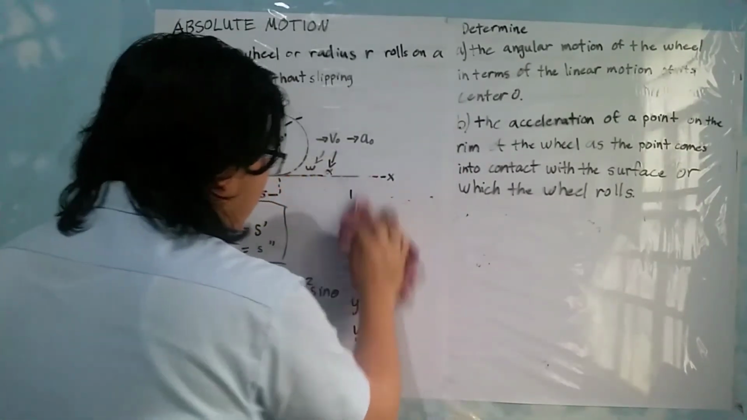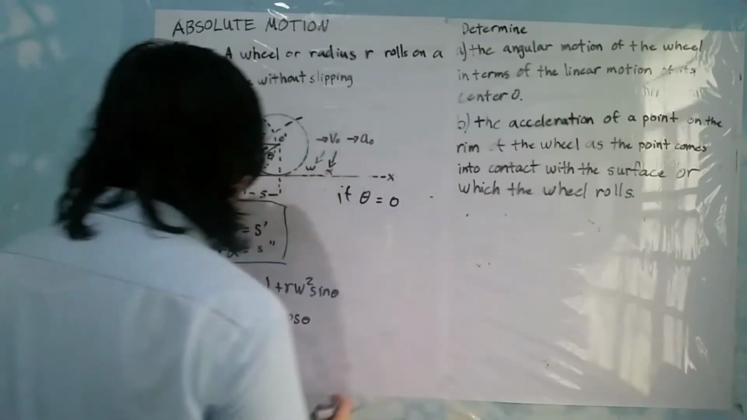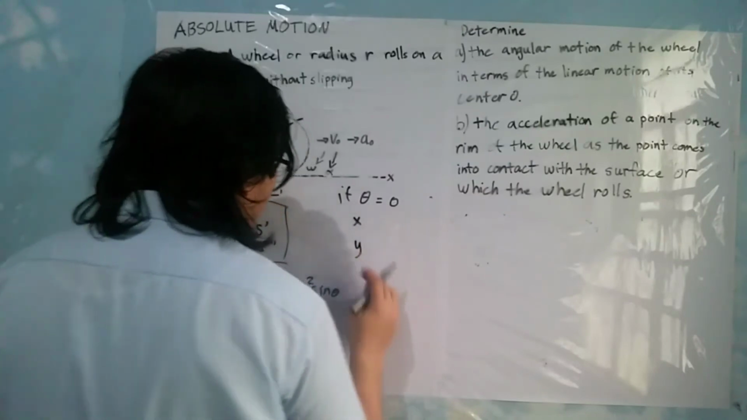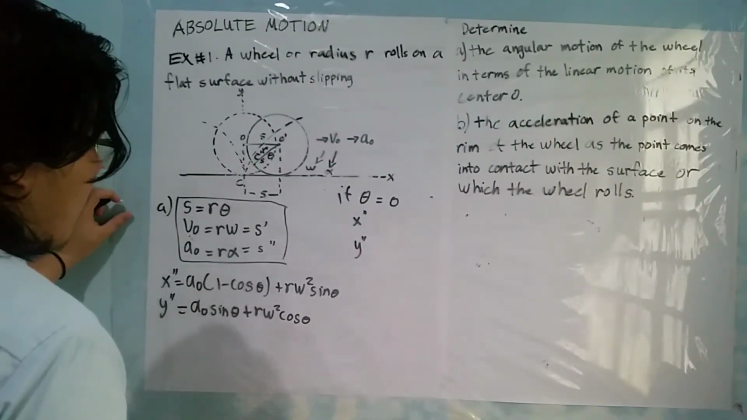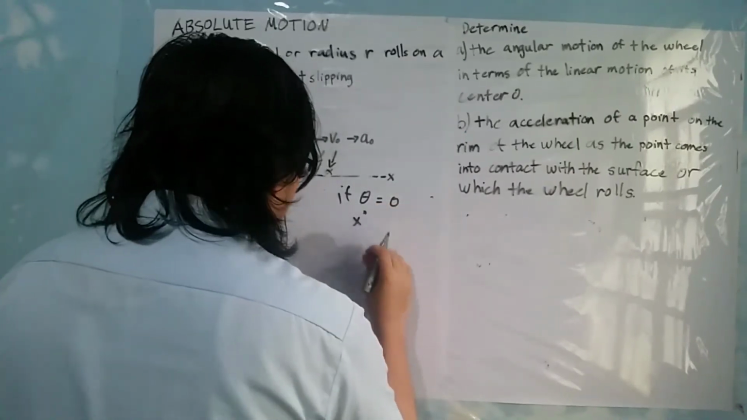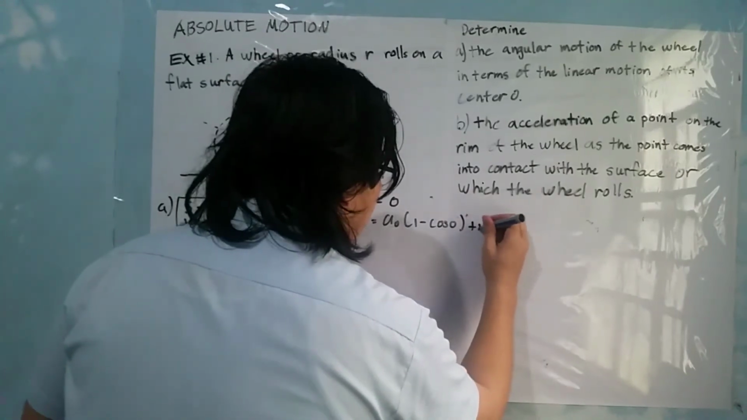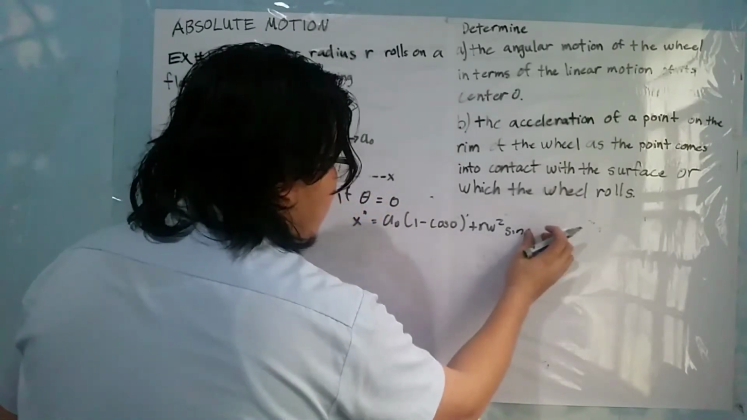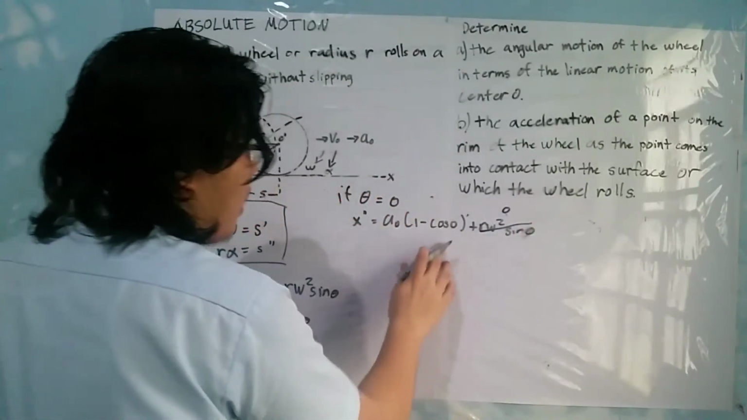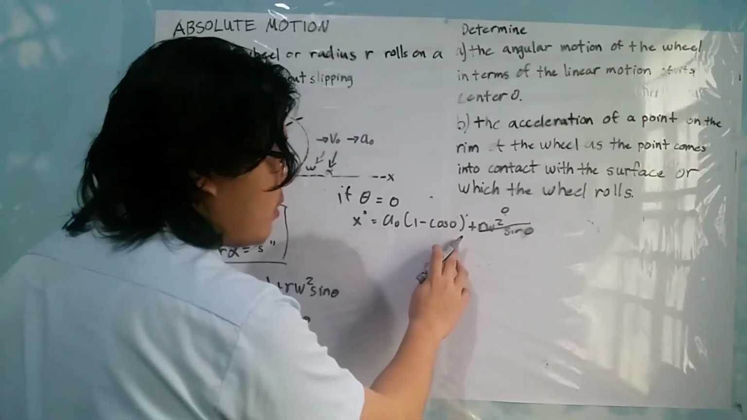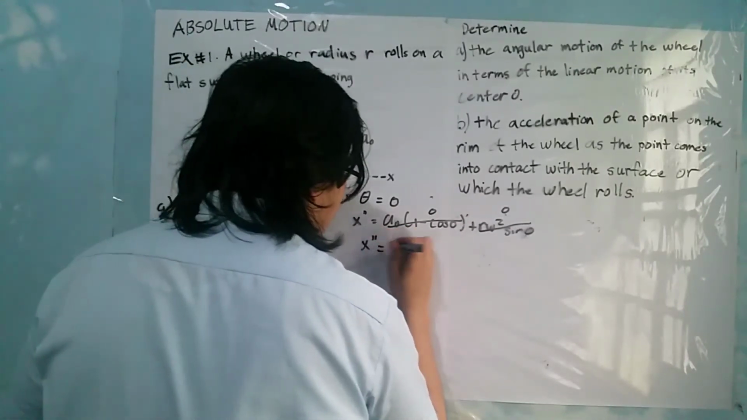Okay, so if the value of theta is equal to 0, let's substitute. For x double prime: a_O times 1 minus cosine 0 plus r omega squared sine 0. Sine 0 is equal to 0, meaning r omega squared multiplied by 0 will be equal to 0. And cosine 0 is equal to 1. 1 minus 1 will be equal to 0. a_O multiplied by 0 is 0. 0 plus 0 is 0. So x double prime is equal to 0.